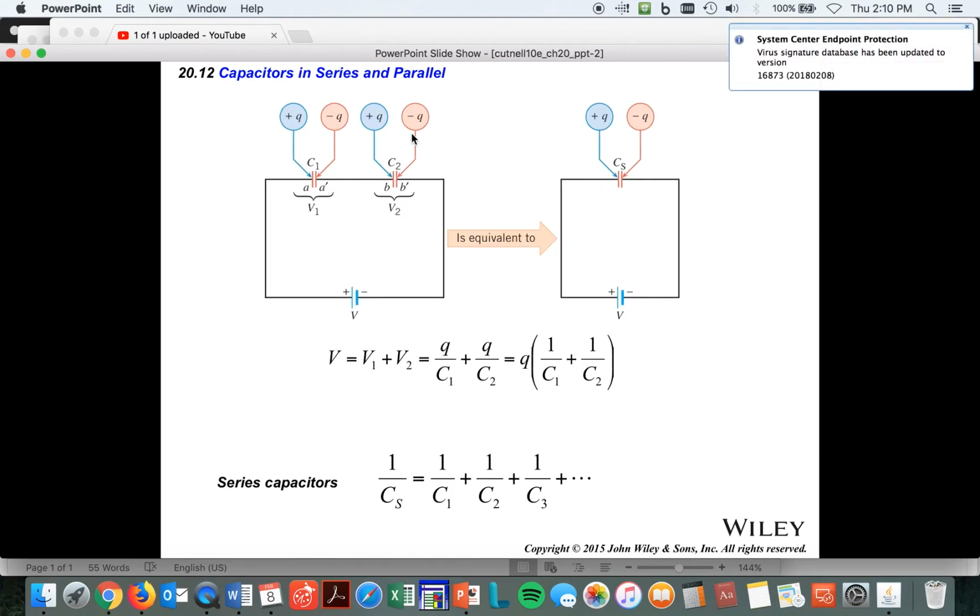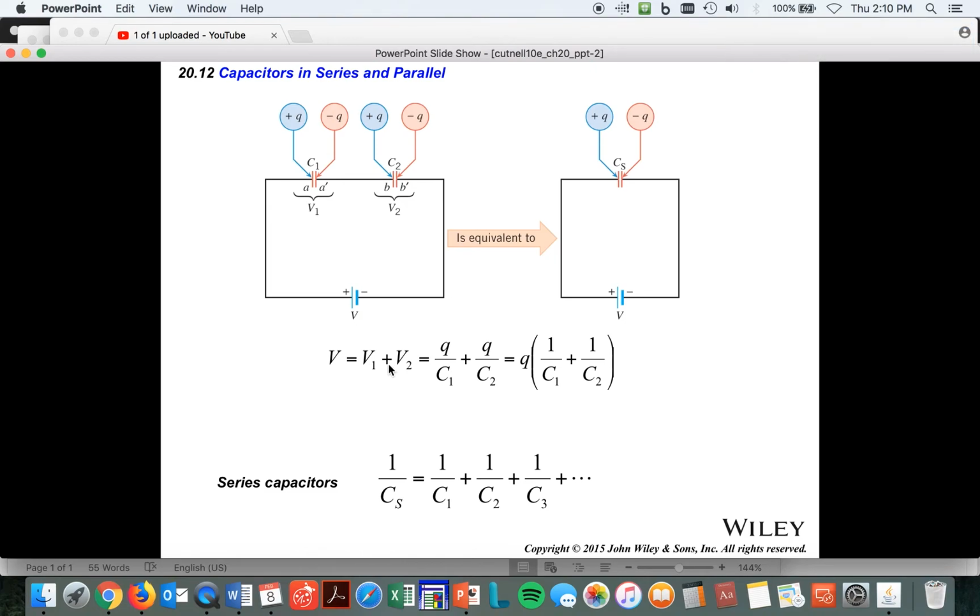So what happens when they're in series? Notice the voltage drop is different. The voltage V1 plus V2 is equal to Q over C1 plus Q over C2. So therefore, pull out the Q, it's 1 over C1 plus 1 over C2. So when capacitors are in series, they behave like resistors in parallel.